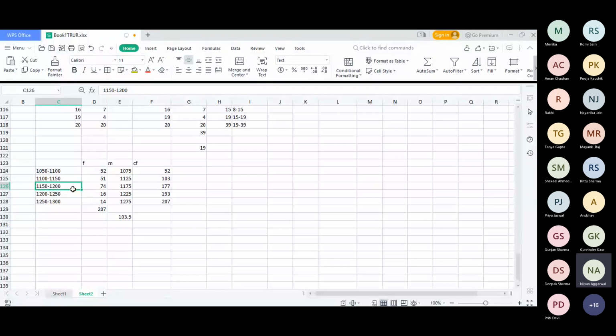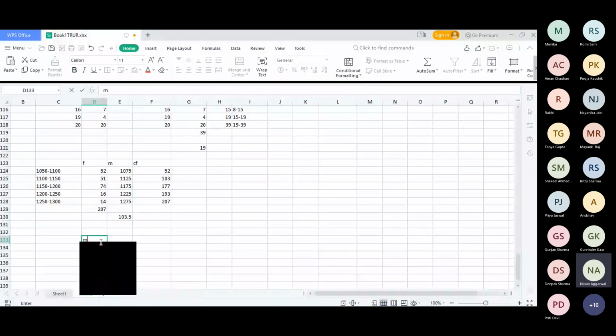For that we have two things: interpolation, which is a method, and a formula. We'll use the formula only. Interpolation is the method which derives that formula, but we will not go into the details of the interpolation method. We'll simply go with the formula for the calculation of the median of continuous grouped data.